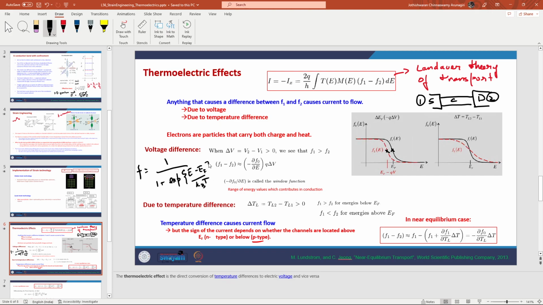So how can we create a difference? We can shift the energy levels. That is essentially what we do in the case of the biasing voltage. Alternatively, we can also change the temperature. If we change the temperature, again F1 minus F2 will be non-zero, and therefore there is going to be a charge conduction between material 1 and 2.